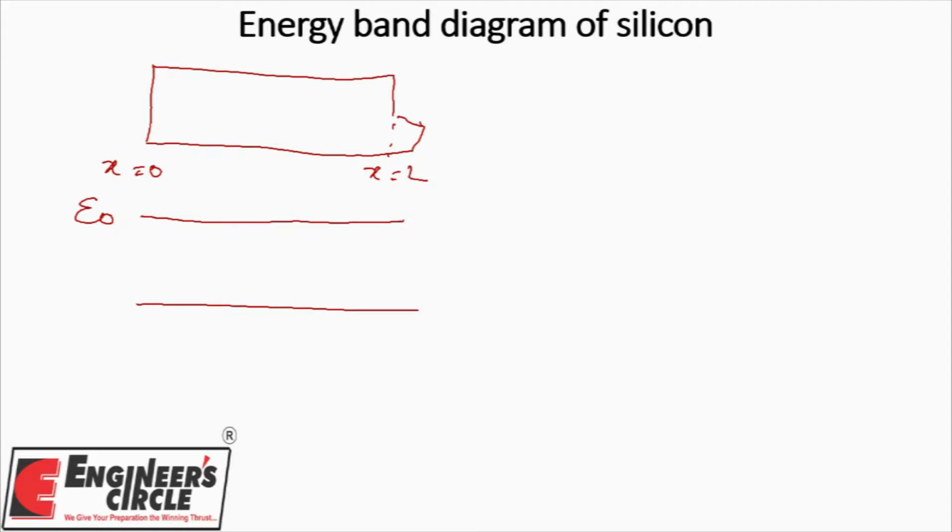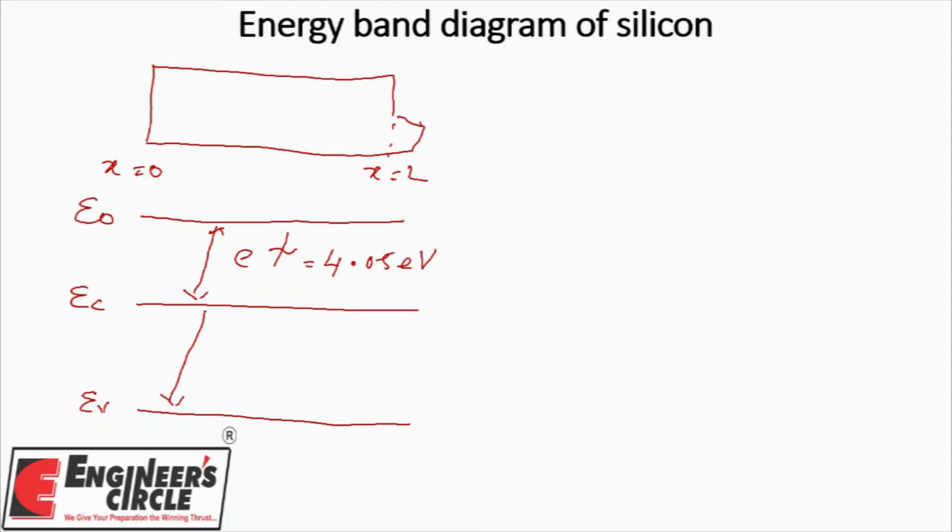Below that we have the conduction band. The edge of the conduction band, EC. The difference between these two levels is the electron affinity, E psi, which is 4.05 electron volt for silicon. And we have the valence band. The conduction band and the valence band differ by a band gap Eg, which is equal to 1.1 electron volt for silicon at T equal to 300 Kelvin.